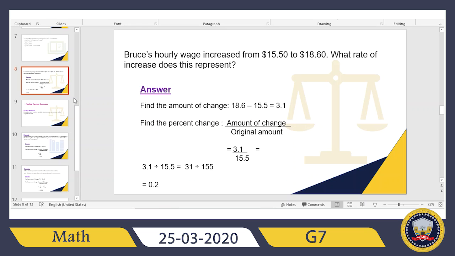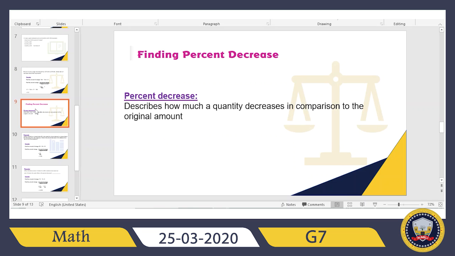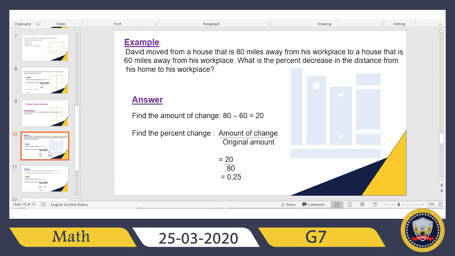Here we covered the percentage of increase. What about the percentage of decrease? It's the same idea. Percentage of decrease describes how much a quantity decreases in comparison to the original amount. Let's see, what does this mean? Let's take an example.